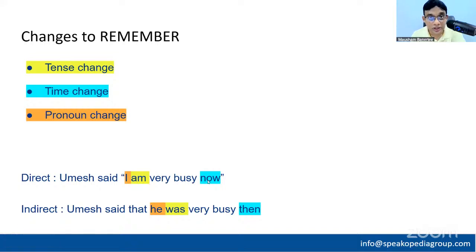There will be certain changes from direct to indirect speech. Is it clear? So Umesh said, now see, there are three changes. As I said, the first one is the pronoun. I becomes he, am becomes was, and time now becomes then. So once I'm converting from direct to indirect speech, this is the critical part. Focus on this more. Look very deep.